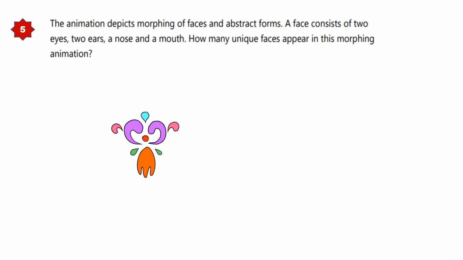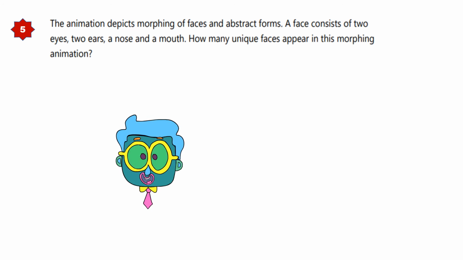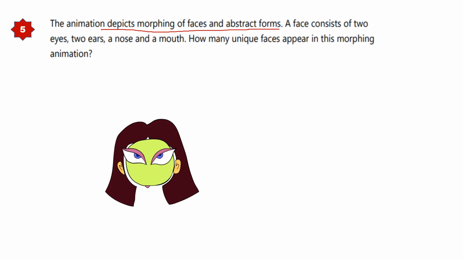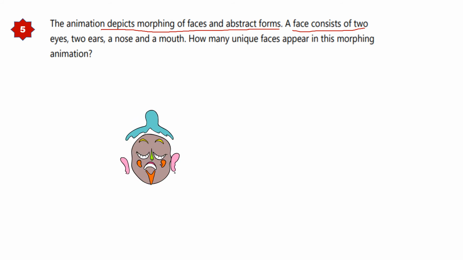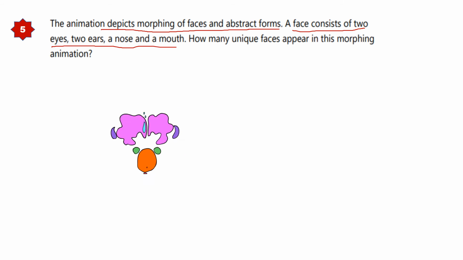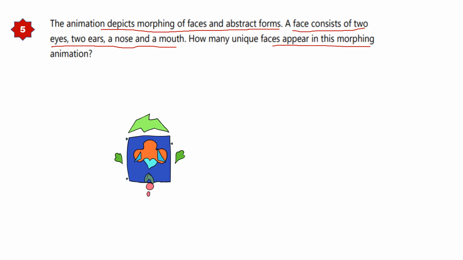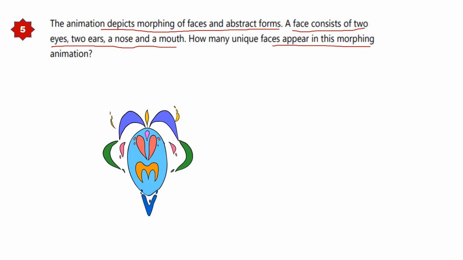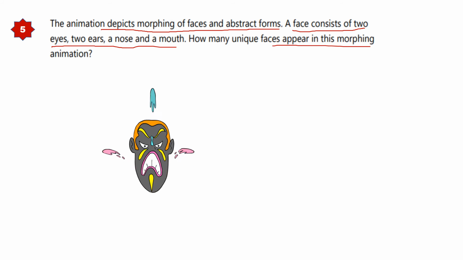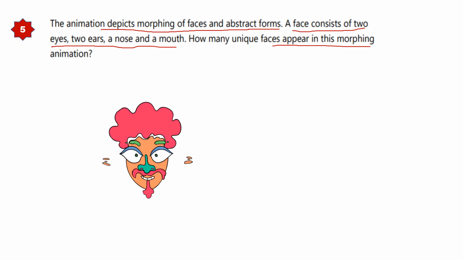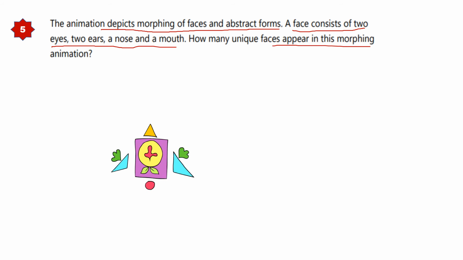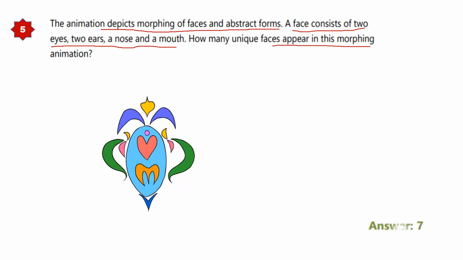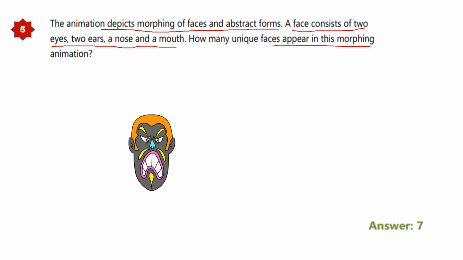Here we can see the animation, right? So, yeah, it depicts morphing of faces and abstract forms. Okay, a face consists of two eyes, two ears, a nose, and a mouth. How many unique faces appear in this morphing animation? So, yeah, it is changing every time, right? In each second it is changing. We have to just count 1, 2, 3, 4, 5, 6, 7. Yeah, there are like 7 different faces. Just count again.